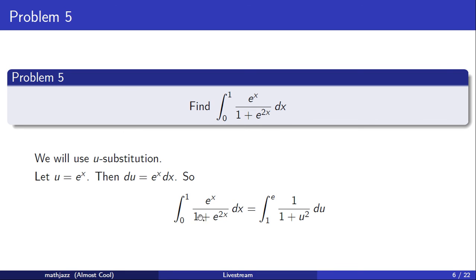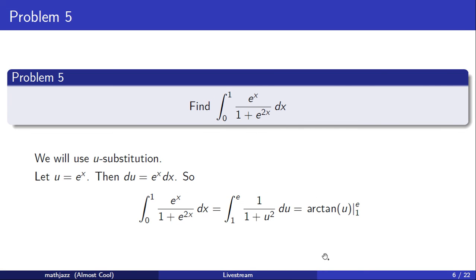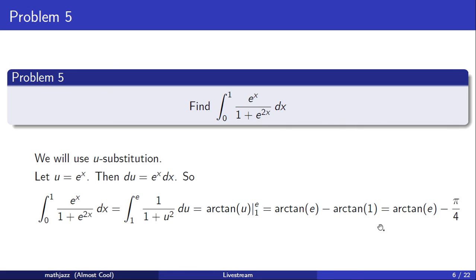So we do our u substitution. We remember to change our endpoints for our integral. And we recognize, oh, this is the derivative of arctangent. So we get this is equal to arctangent of u from 1 to e. And we plug in our endpoints. And I simplified arctangent of 1 into pi over 4, but it's probably not necessary. So that's not too bad.